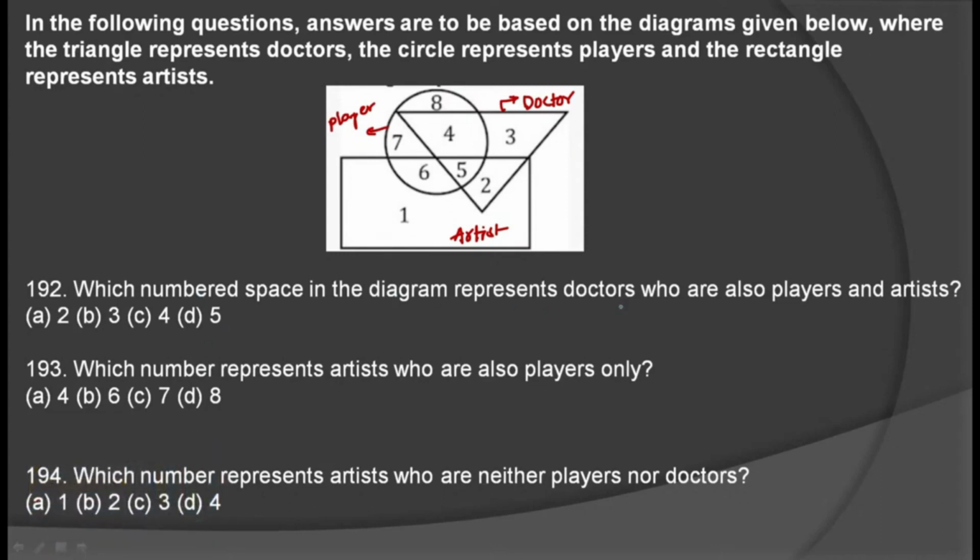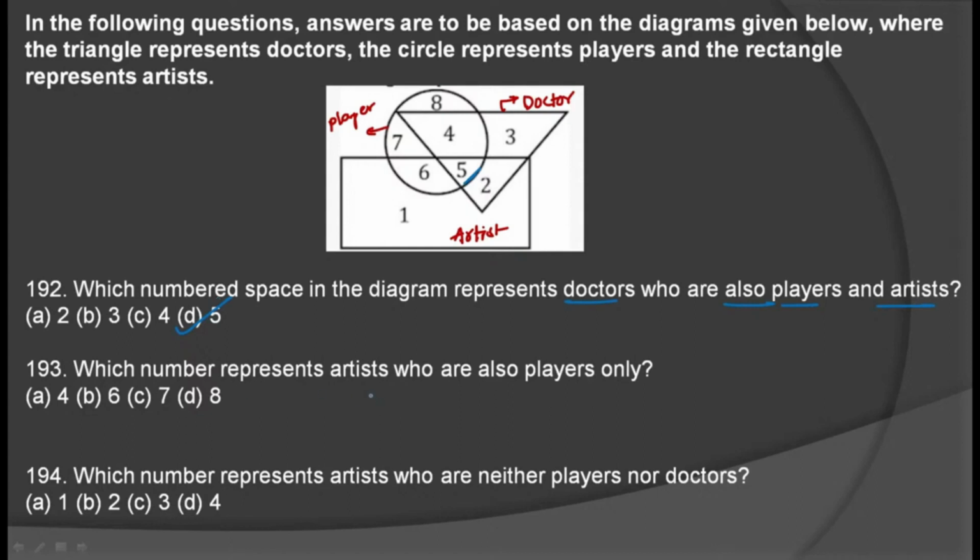Which number space in the diagram represents doctors who are also players and artists? We require all three together, guys. The space is exactly 5. So it's option 5. Why? Because we require all together. So it represents exactly 5. Very good. Next one.